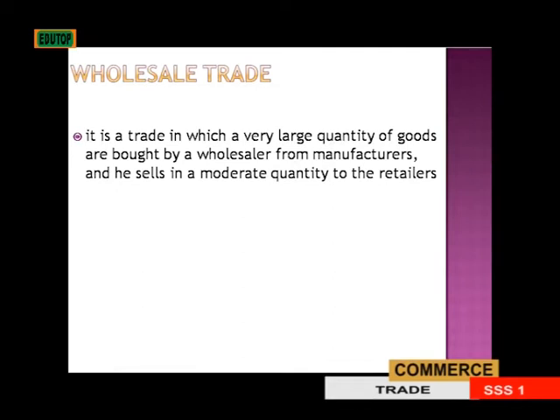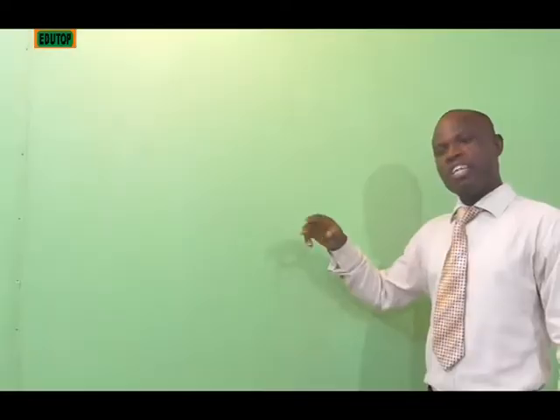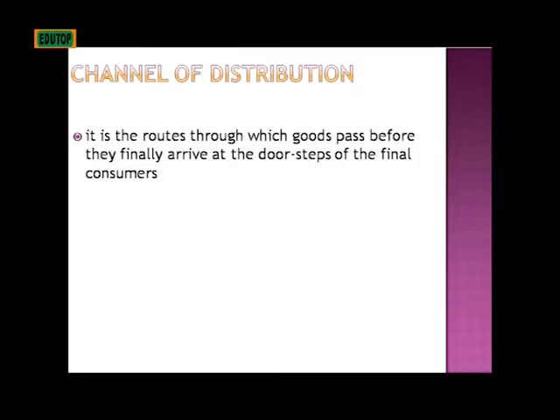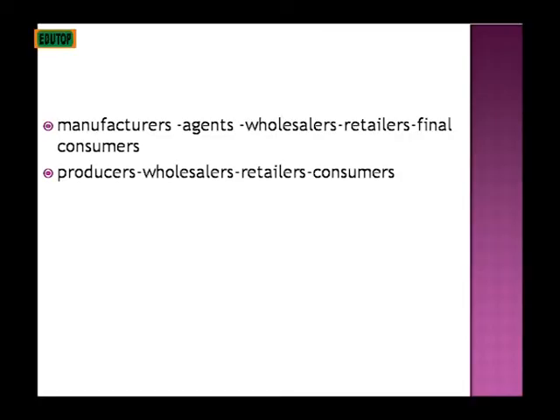Wholesale trade. What is wholesale trade? It is a trade in which a very large quantity of goods are bought by a wholesaler from manufacturers, and he sells in a moderate quantity to the retailers. Chain of distribution. It is the route through which goods pass before they finally arrive at the doorsteps of the final consumers. We have manufacturers to agents, to wholesalers, to retailers, to final consumers.